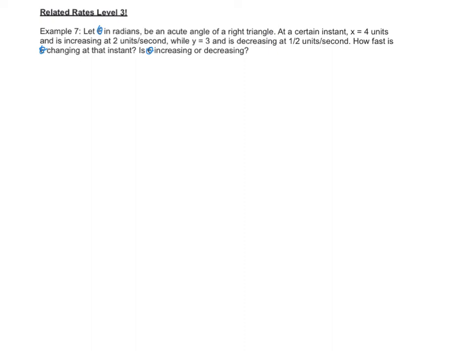Okay, example 7. Let theta, in radians, be an acute angle of a right triangle. Let's sketch a picture here. Let theta be the angle down there. At a certain instant, x equals 4 and is increasing at 2. Let's call this x. We're not going to label x equals 4 because that's just the instant we're talking about.